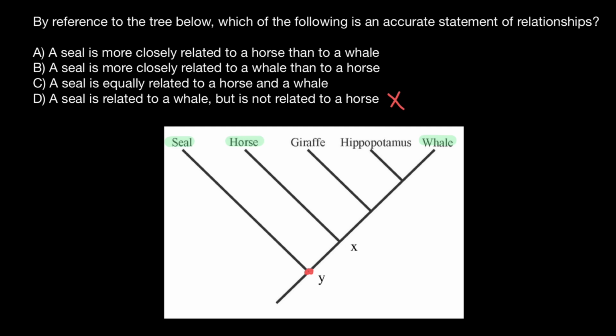But let's check variant B. A seal is more closely related to a whale than a horse. So it offers us that seal and whale are more closely related than seal and horse. And variant C, a seal is equally related to a horse and whale. Is it true or not? How are we going to solve this problem?